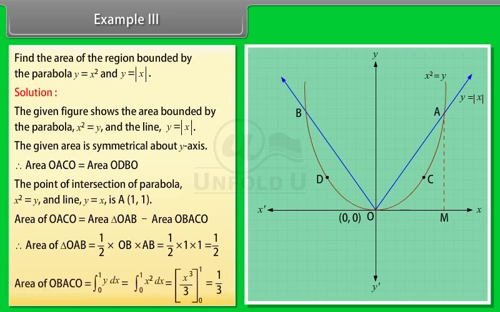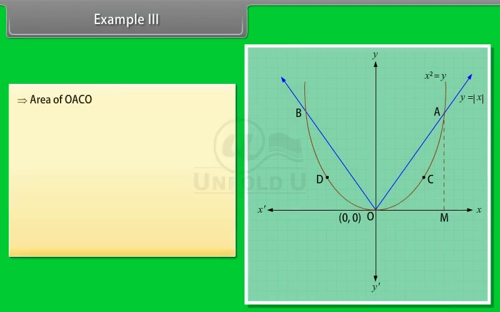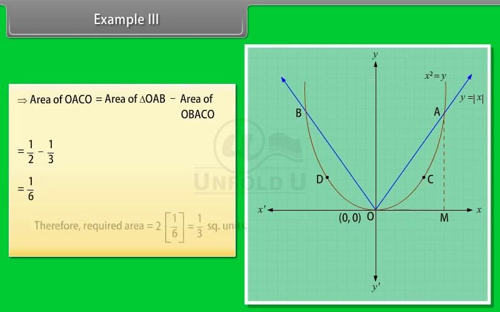Area of OBACO is equal to integral from 0 to 1 of y with respect to x, which is equal to integral from 0 to 1 of x square with respect to x. By solving, we get area of OBACO is equal to 1 upon 3. It implies area of OACO is equal to area of triangle OAB minus area of OBACO, which equals 1 upon 2 minus 1 upon 3, which equals 1 upon 6. Therefore, required area is equal to 2 into 1 upon 6, which equals 1 upon 3 square units.